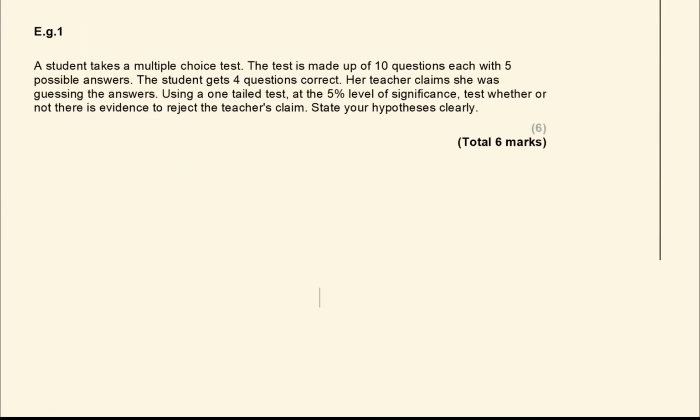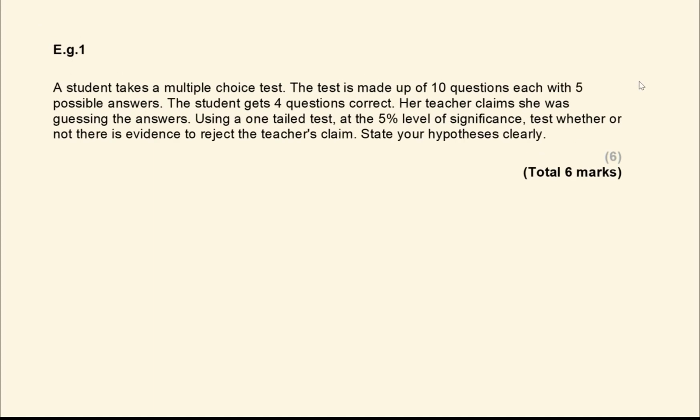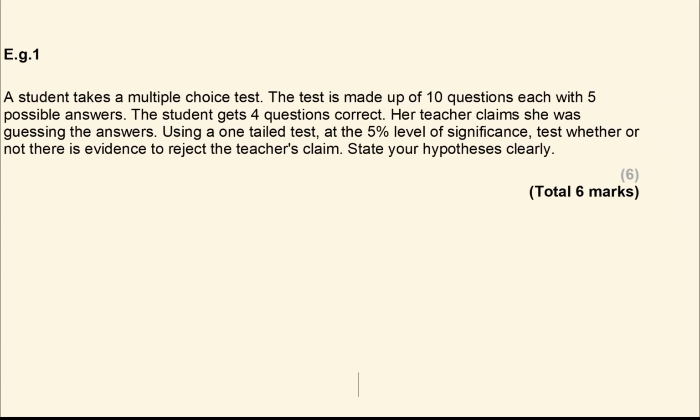Okay, I'm going to go through two examples. Example 1, a student takes a multiple choice test. The test is made of 10 questions, each with 5 possible answers. That is fairly important. We'll get to that and get to why in a second. The student gets 4 questions correct, and her teacher claims she was guessing the answers. Using a one-tailed test, so here they do tell us, test at the 5% level of significance whether or not there's evidence to reject the teacher's claim.